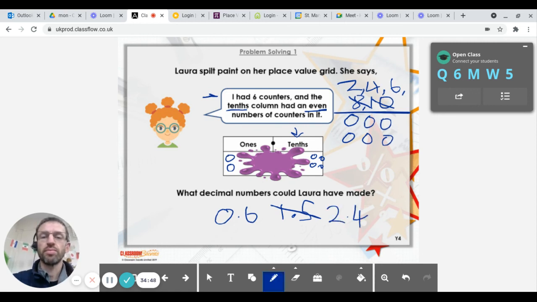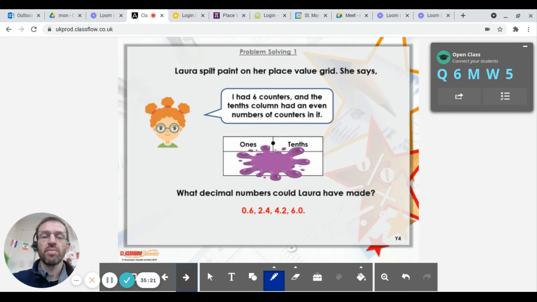2.4. Actually, I could take 2 more from the tenths column. If I scrubbed out those 2, that one and that one, and I put those 2 over here, those could be 1, so it could become 4.2. So there's a few different answers: 0.6, 2.4, 4.2, because each time I'm using my 1, 2, 3, 4, 5. I've got to have 6 counters, but it's got to be even in this column. See what they've got. There you go, 0.6, 2.4, 4.2, or you could have 6.0.